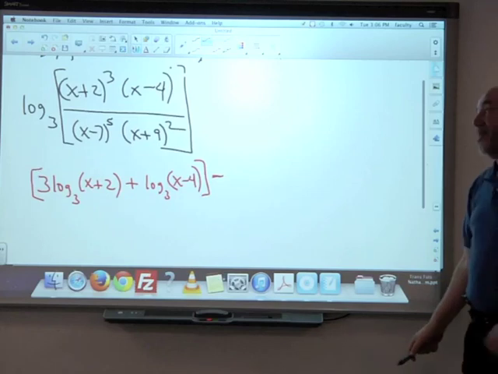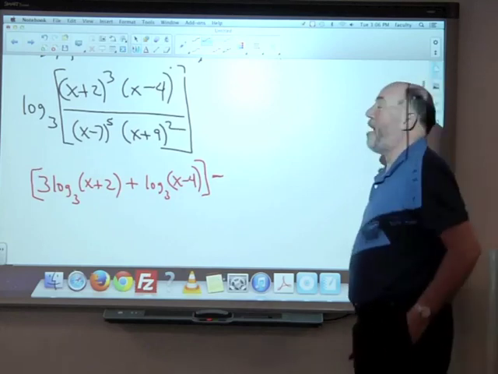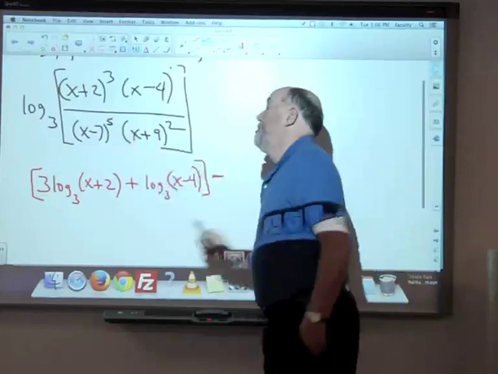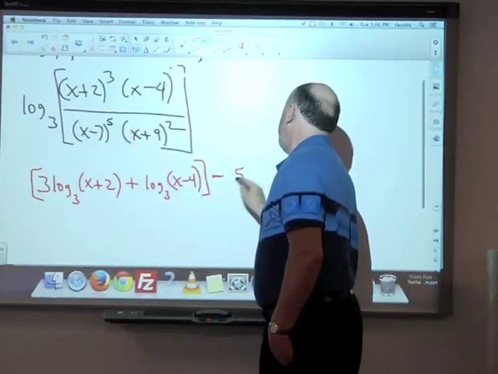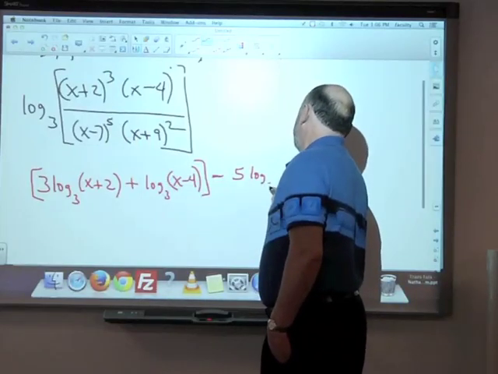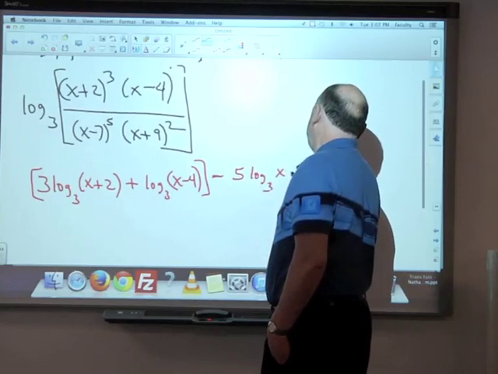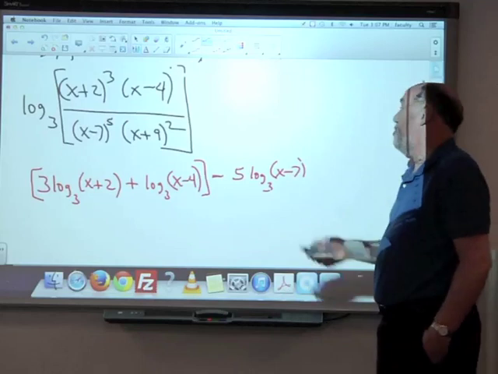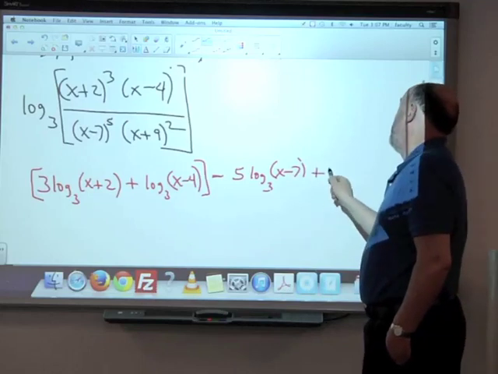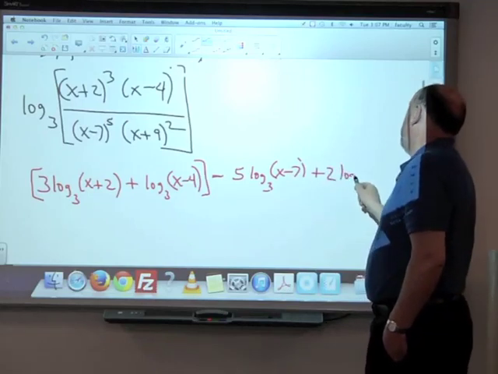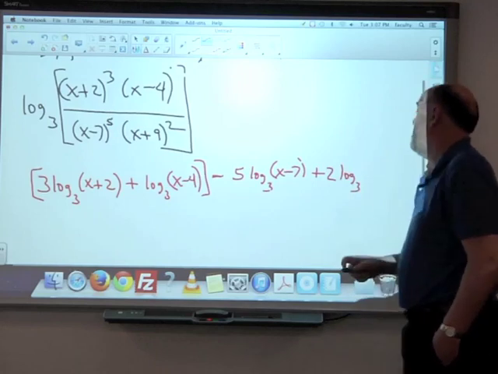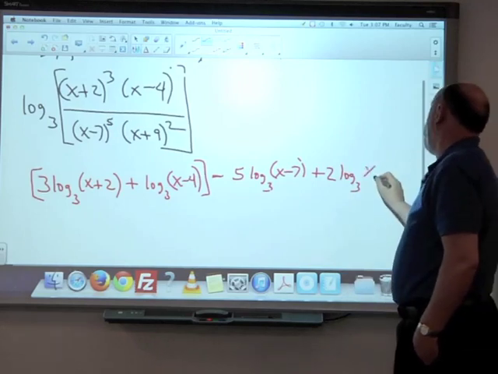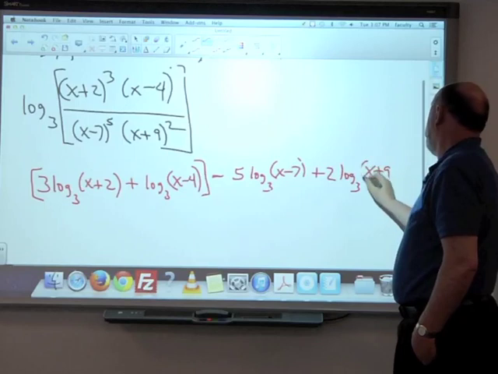And now we do the same thing with the bottom terms. So this is going to be 5 log base 3 of x minus 7 plus 2 log base 3 of x plus 9.